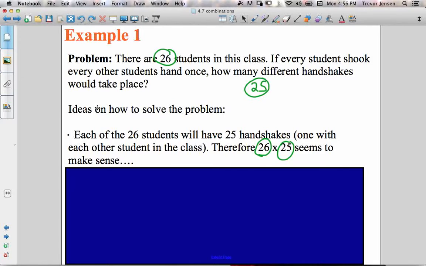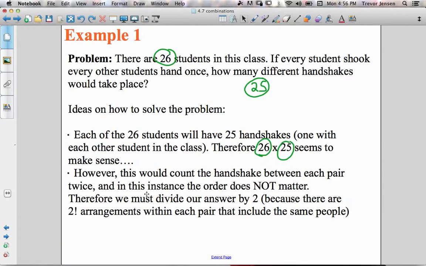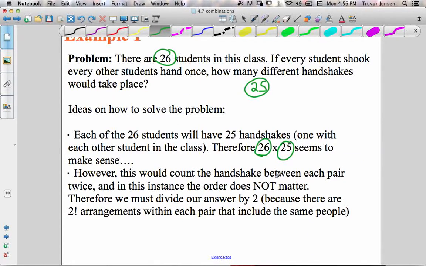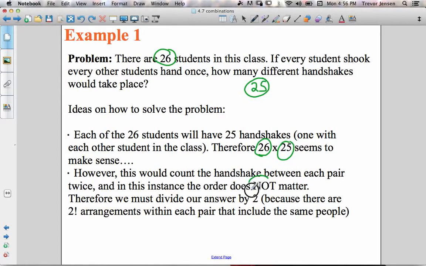And that's going to be true for every pair. Each person in the pair will have counted that handshake once, so we've counted each handshake twice, even though it's only one distinct handshake that is happening. The next rationale I'm putting up here may help clarify that. However, this would count the handshake between each pair twice. And in this instance, the order does not matter. It doesn't matter when you're shaking hands, or whether you're shaking Dave's hand or Dave is shaking your hand. It's one handshake that is taking place. So the order does not matter.